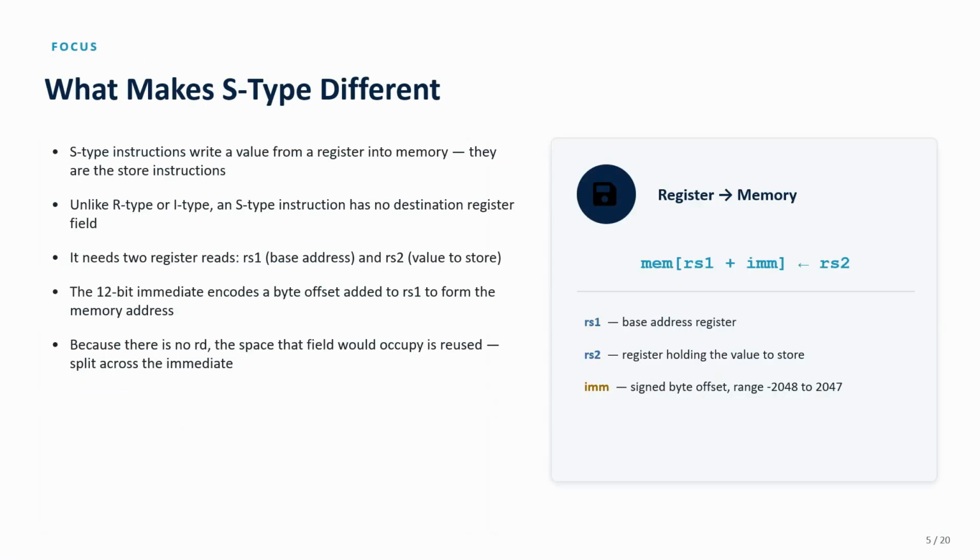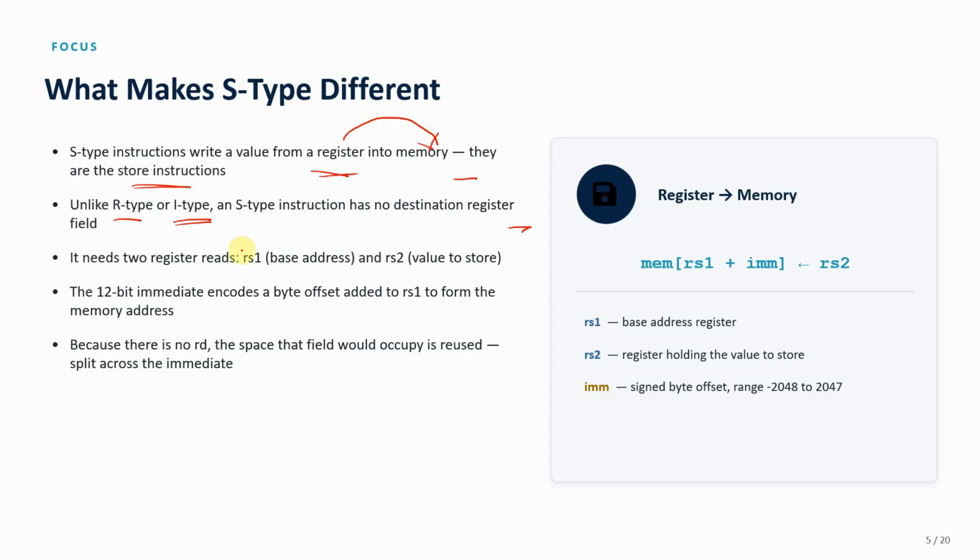Now, S-type instructions write a value from a register into the memory. So we are going to take the value which is present inside my register, and store it into the memory. These are basically store instructions. Unlike R-type instructions and I-type instructions, where we have something known as a destination register, in the case of S-type instructions I am not going to have any destination register. My destination is memory.